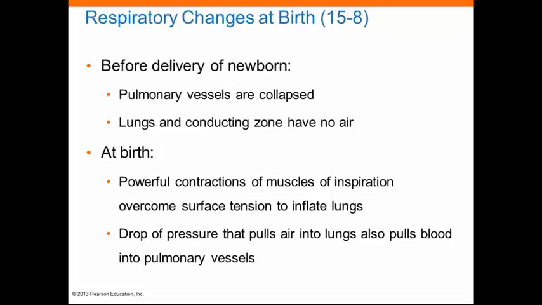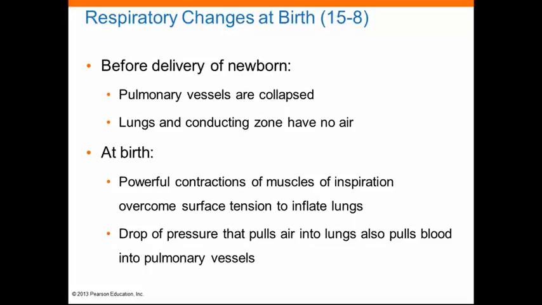The respiratory systems of a fetus and a newborn differ in several important ways from adults. Before delivery, pulmonary arterial resistance is high because the pulmonary vessels are collapsed. The rib cage is compressed, and the lungs' conducting passageways contain small amounts of amniotic fluid and no air.